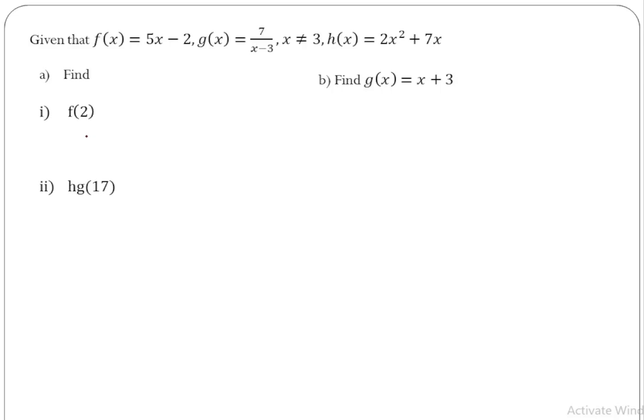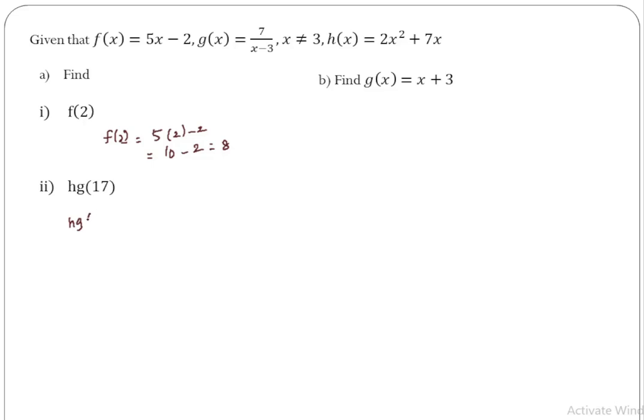Shall we start? Yeah. So, f of 2. We can take the function f and substitute 2 for x. 5 times 2 is 10, minus 2, 8. This would be the answer for f of 2.